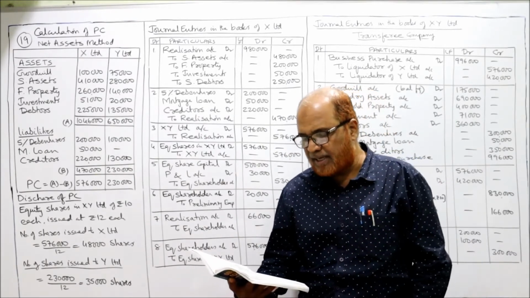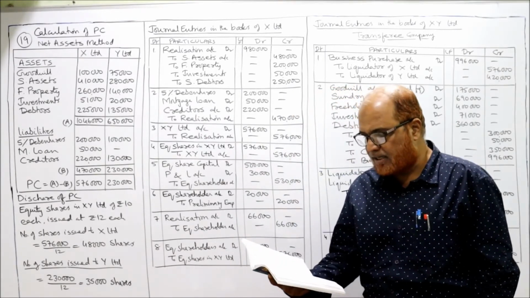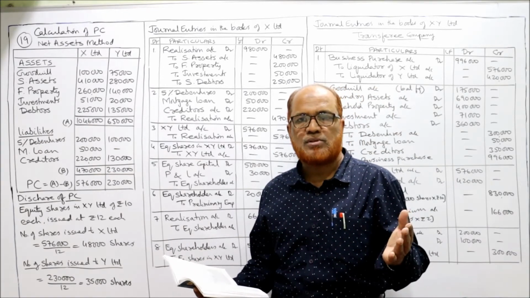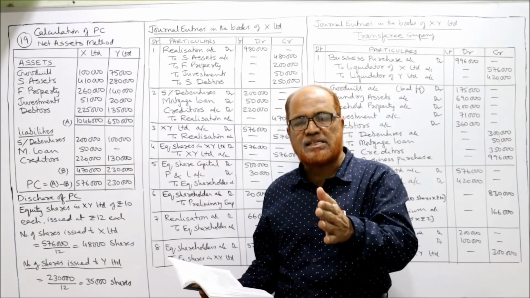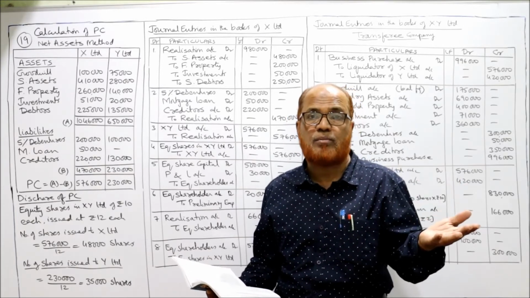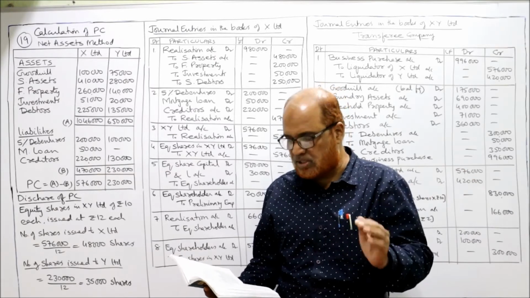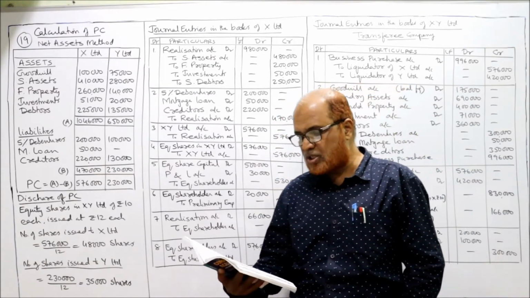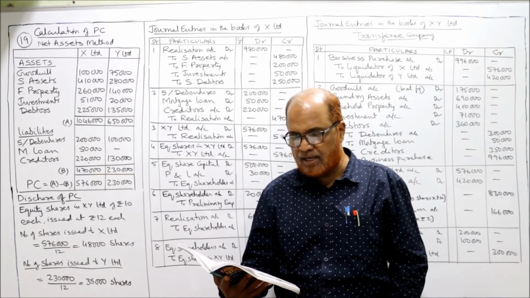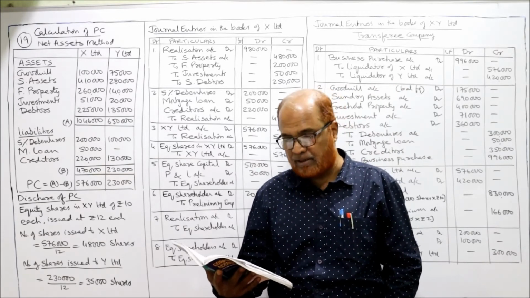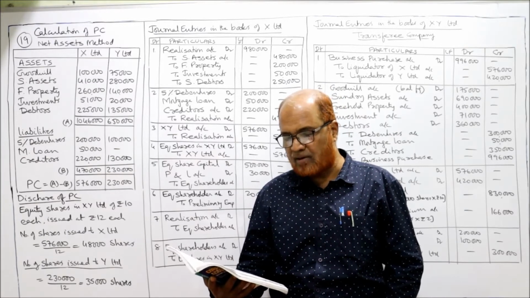X Limited and Y Limited agreed to amalgamate by transferring their undertaking to a new company XY Limited. Just like the previous problems, X Limited and Y Limited are existing companies. Both companies are wound up and a new company specifically formed, XY Limited, to take over the business of X Limited and Y Limited. Then on the date of amalgamation, balance sheet of the two companies were as under. Share capital, equity shares of 10 each, 5 lakh and 3 lakh, X Limited and Y Limited. Debentures are there 2 lakh, 1 lakh.